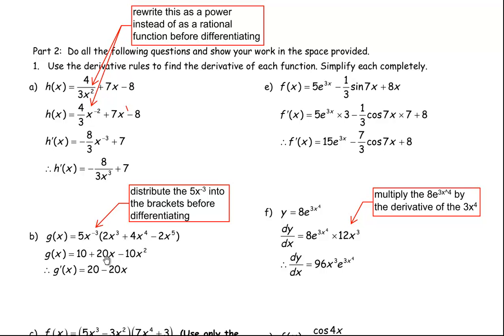5 times 4 is 20. When we add the exponents when we're multiplying, negative 3 plus 4 is positive 1, so it would be 20x here. And multiply this by the last term. 5 times negative 2 is negative 10.